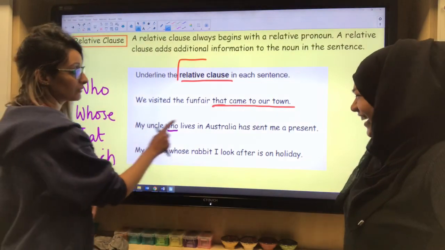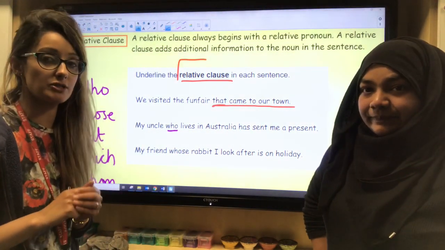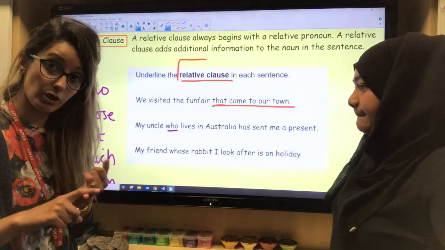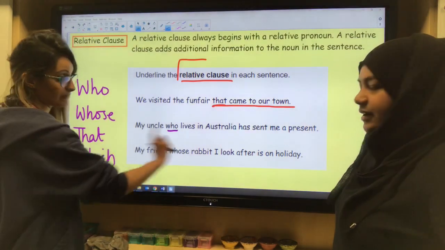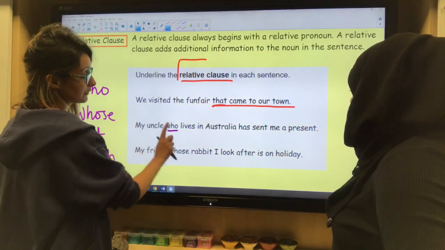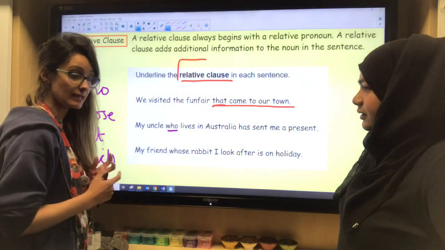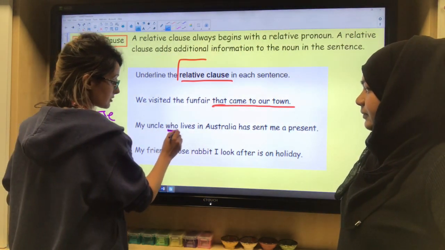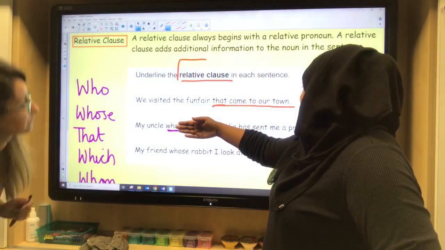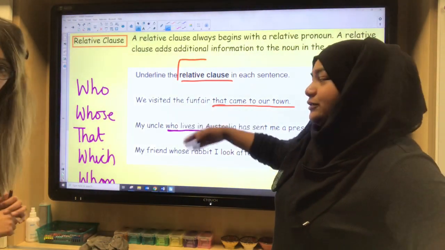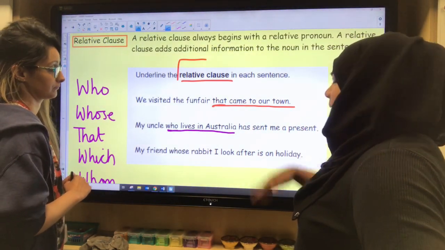Right, okay. My uncle, who lives in Australia, has sent me a present. Now, actually, I know that during writing sessions, we would ask you to identify the relative clause by using commas, brackets or dashes, but they haven't put this in here. So my uncle, who lives in Australia, has sent me a present. I can read it like that, and I can already see where the extra information is, and it is who lives in Australia. If we got rid of who lives in Australia, we'll then have my uncle has sent me a present. That's the main clause. It makes sense on its own. My uncle is a subject, sent is a verb, and it makes sense on its own.